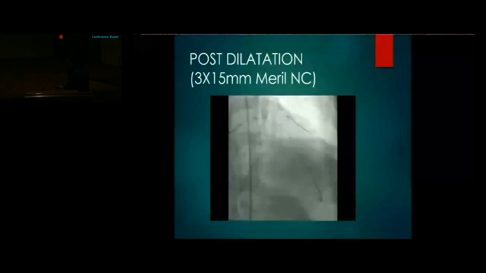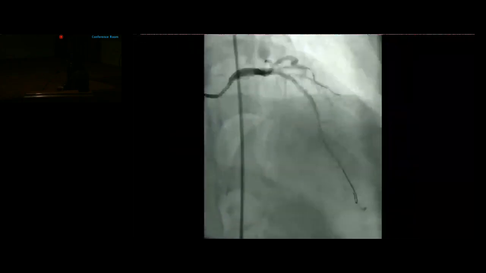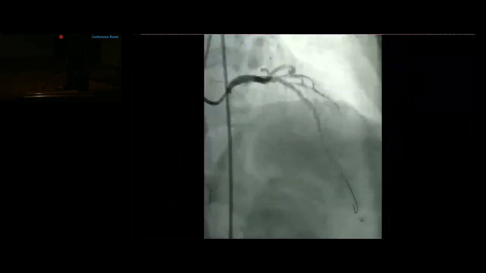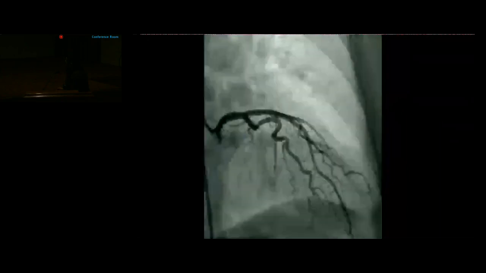These are the platinum markers which help us to localize the stent. And then post dilatation was done with a 3 into 20 mm balloon, and we achieved a good end result with a TIMI 3 flow after the successful deployment of the stent in the mid LAD.